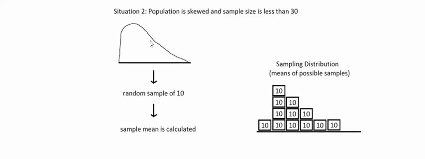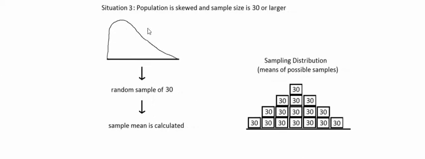In this situation, the population is skewed, and a random sample of 10 people is being selected, and the mean of the 10 people is being calculated. In this situation, the possible samples of 10 people are skewed just like the population, because the sample size is less than 30. Remember, I said that if the population is not normal and the sample size is less than 30, then that's when the sampling distribution will not be normal, or it won't even be close to normal.